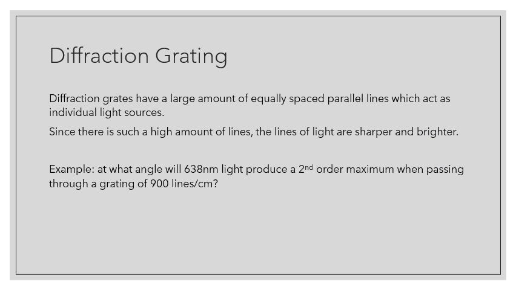Diffraction gratings have a very large amount of equally spaced parallel lines which act as individual light sources. Since there's such a high amount of lines, these lines of light are very sharp and very bright. For an example, at what angle will 638 nanometer light produce the second order maximum when passing through a grating of 900 lines per centimeter? We know that lambda is equal to 6.38 times 10 to the negative 7 meters. For d, we know there's 900 lines per centimeter, so we flip it: 1 centimeter per 900 lines, which comes out to be 1.11 times 10 to the negative 5 meters per line.